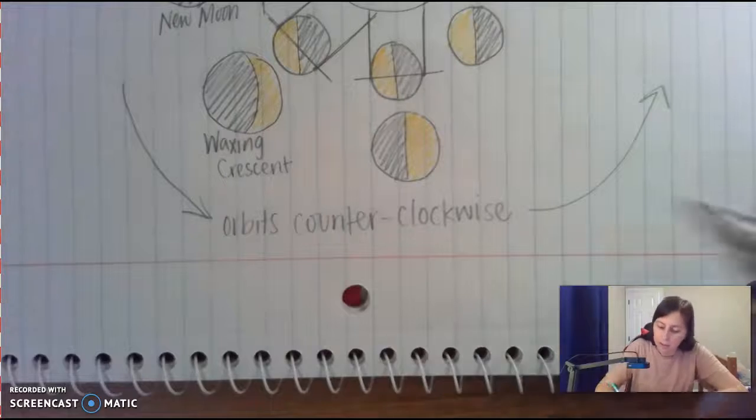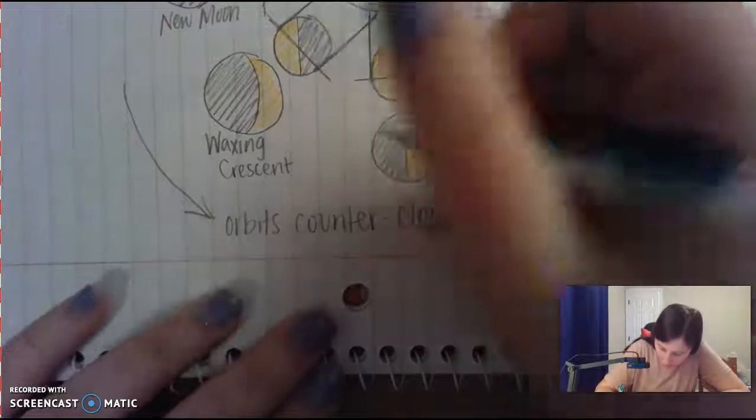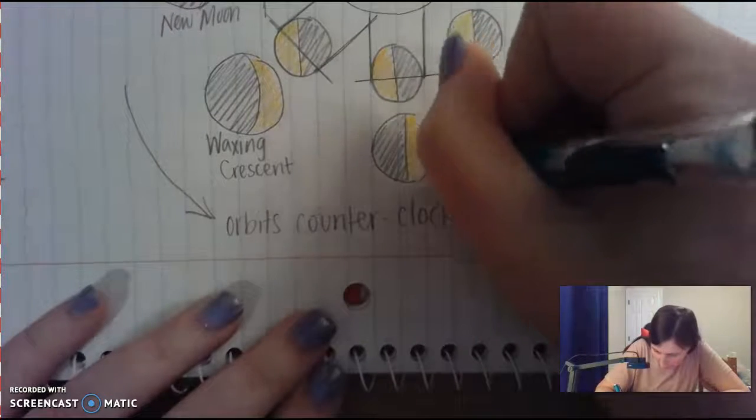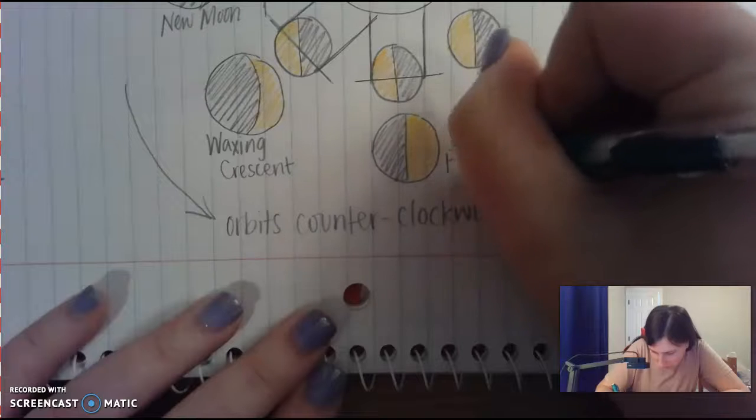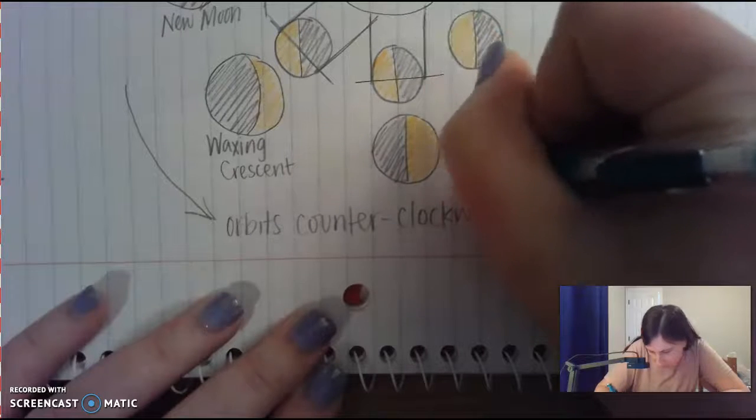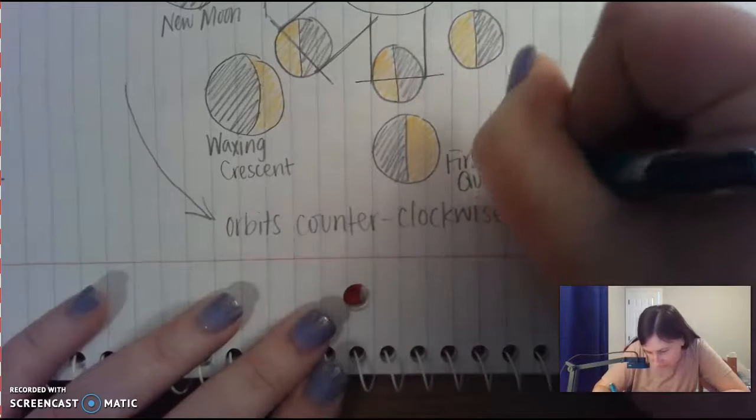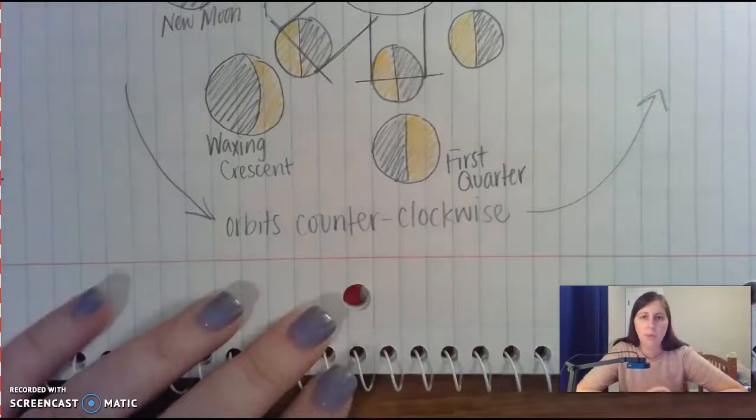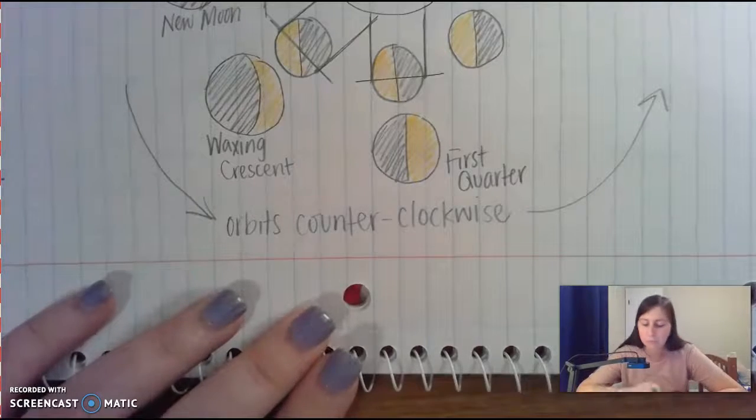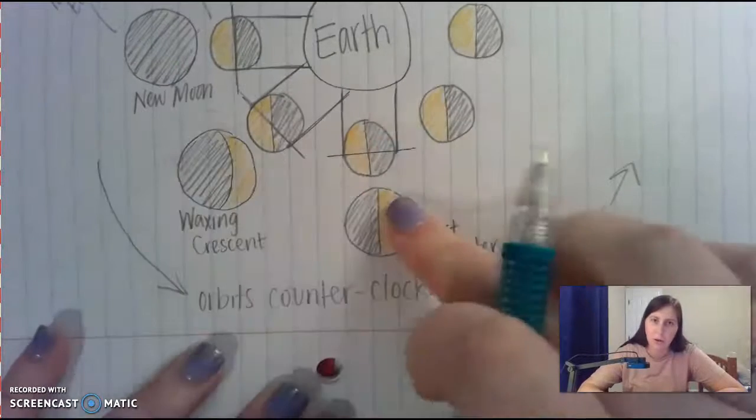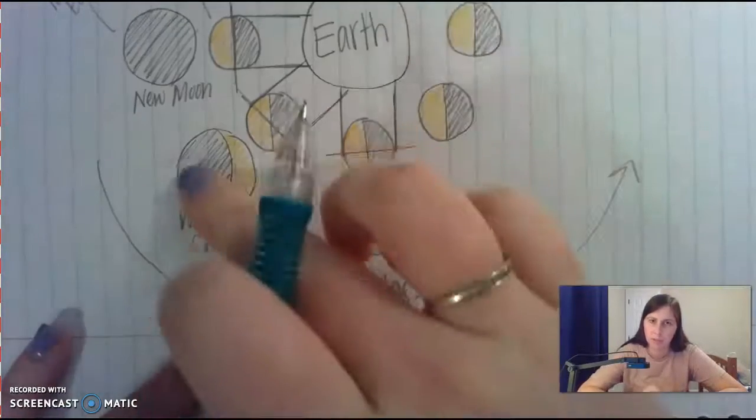And we call this a first quarter. Now it sounds kind of odd that it would be called a first quarter when it's a half moon, but it is 1/4 of the way through the full cycle.